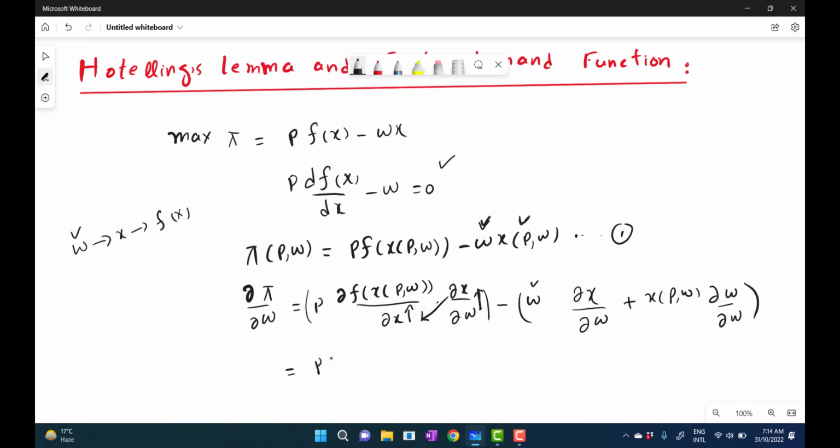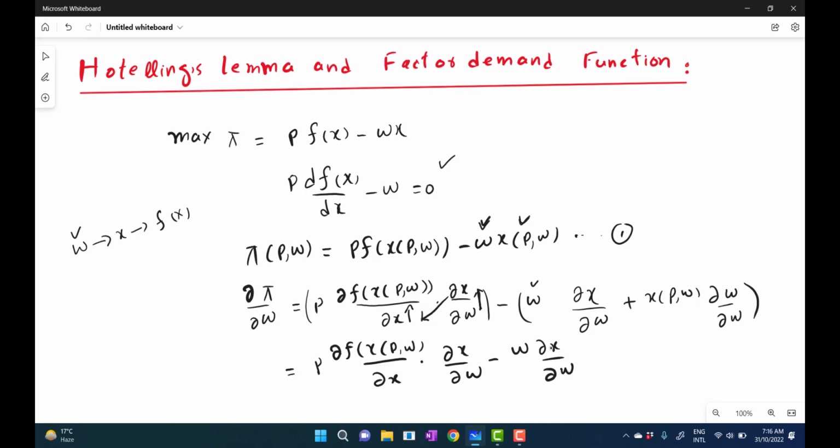So this becomes, look at it, P into the derivative of f of x(P, W) with respect to x, into the change in x due to the change in W, minus W times the change in x over the change in W, and minus into plus, minus x(P, W), and the derivative of W with respect to W is equal to 1, so we do not write it.